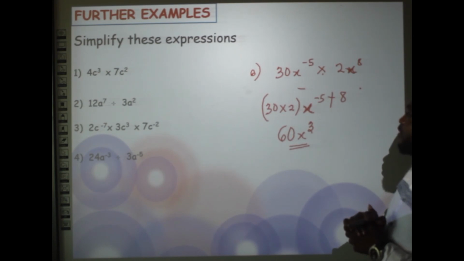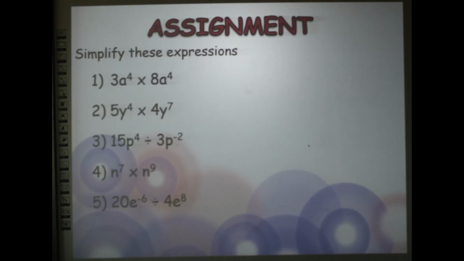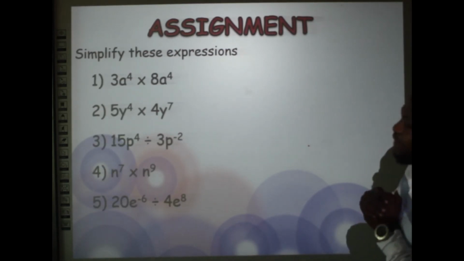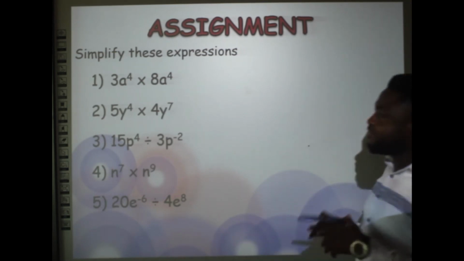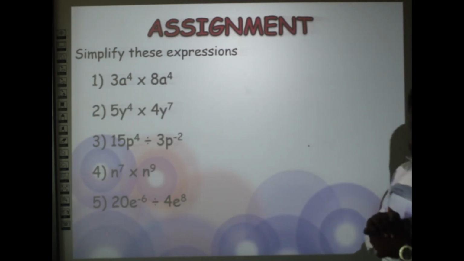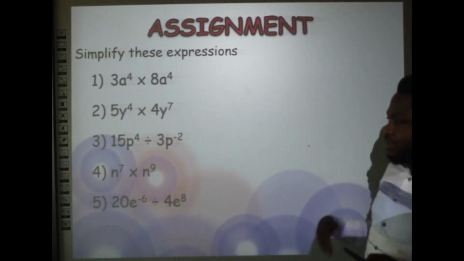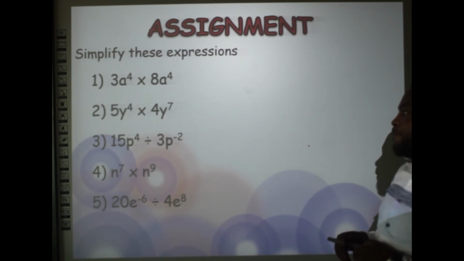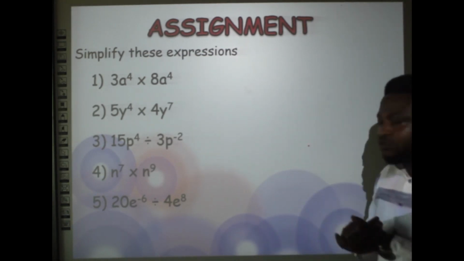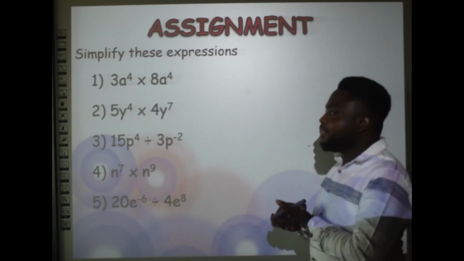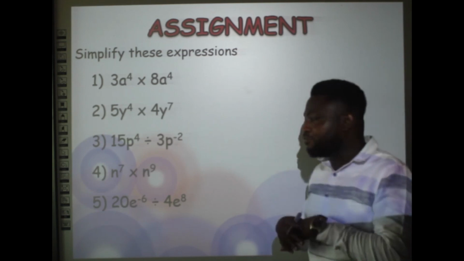Okay, so now let's try to look at our assignment. So you are told to simplify the following expressions. So you have 5 questions in all. Apply the rules, the laws of indices for question 1, 2, 3 to 5. Okay. Now, if you have any problem in the course of this class, you try as well to pause the video, then endeavor to submit your assignment ahead of next class on Prodigy.